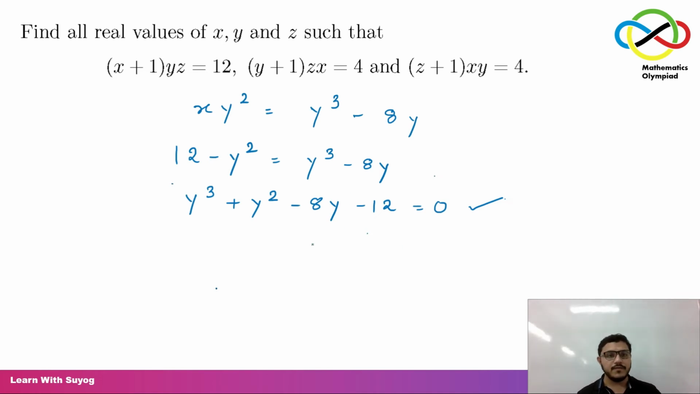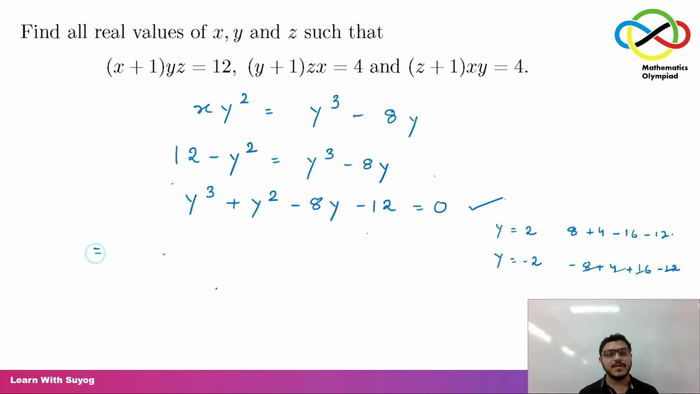So let's solve it. If we put y is equal to 2, let's see if it is applicable. So if I put y equal to 2, we'll get 8 plus 4 minus 16 minus 12. So it is not going to work. If we put y equal to minus 2, let's see what we'll get. We'll get minus 8 plus 4 plus 16 minus 12. And yes, we can clearly see that y equal to minus 2, that is y plus 2, is a factor of the equation.